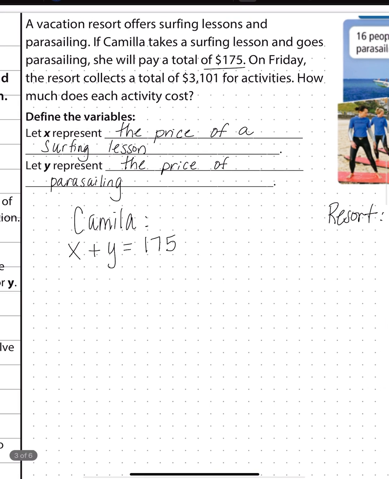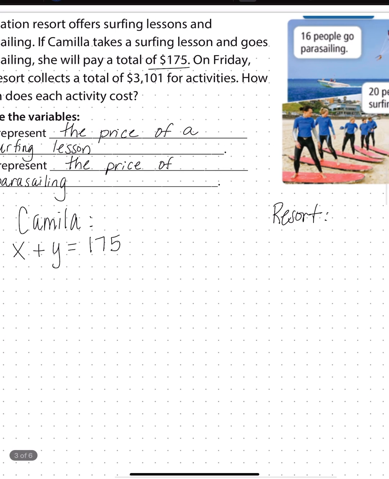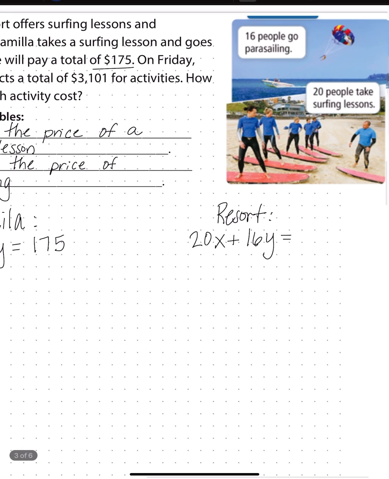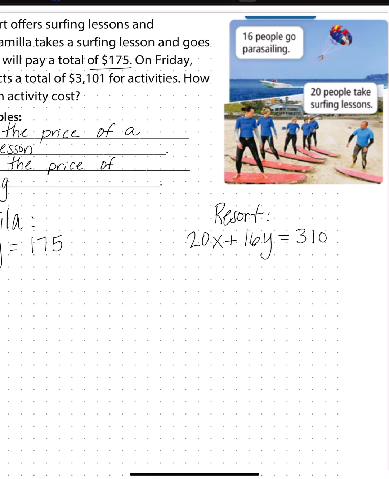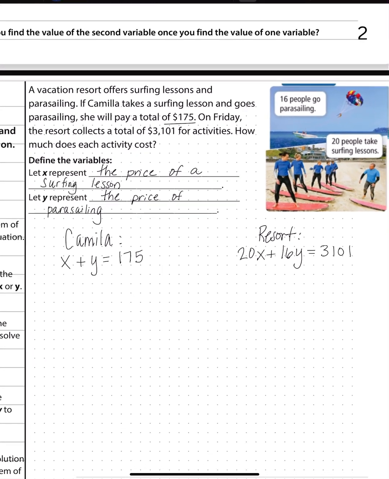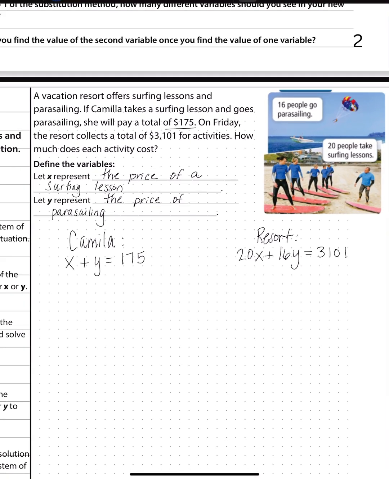On that Friday, we know that the resort has 20 people go surfing. So 20 people times the X price for surfing, plus 16 people go parasailing, so 16 times the price of parasailing. And we know that they collected a total of $3,101. So here we have the two equations in our system.